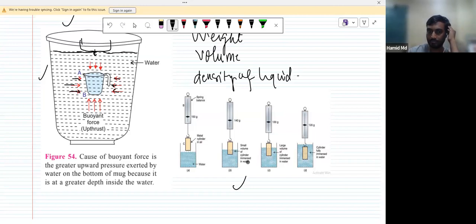As soon as we're dipping the metal in the water, the weight starts reducing. Reducing, right? So why does this happen?